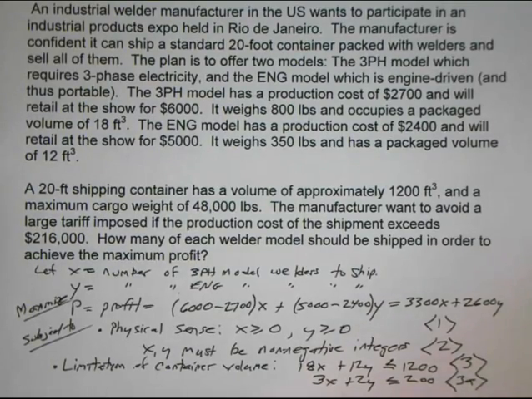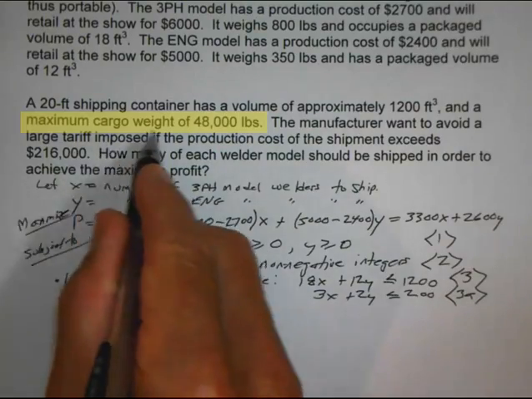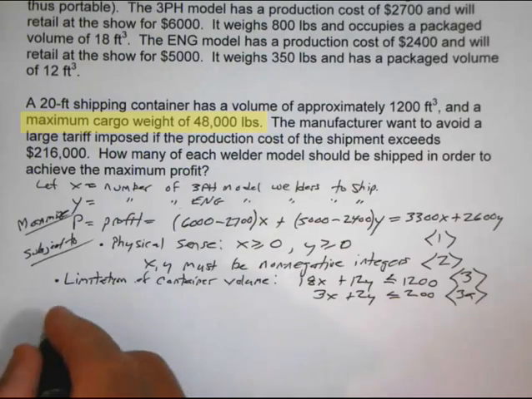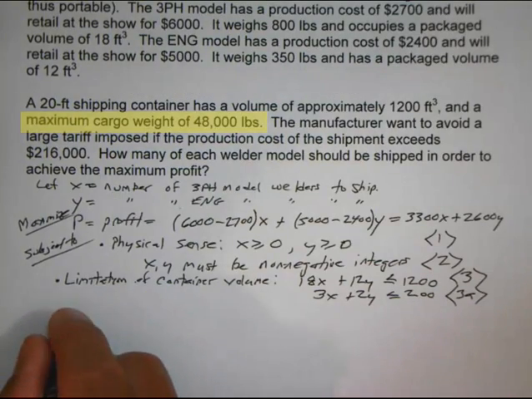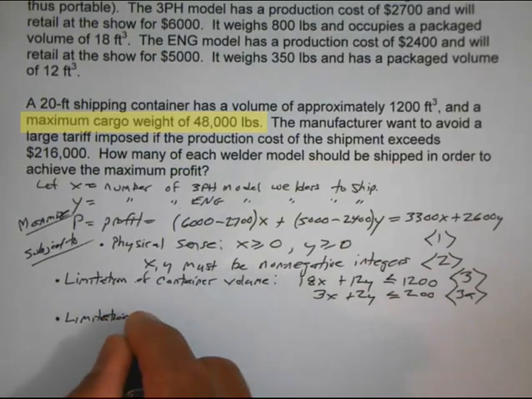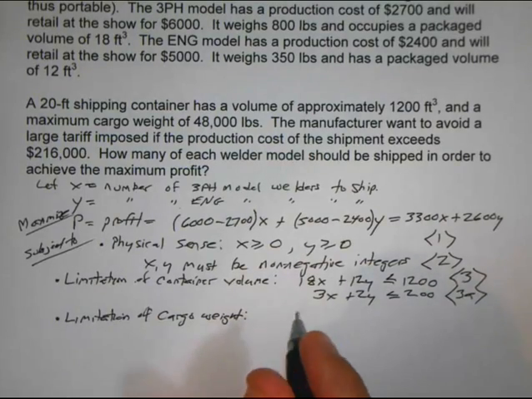Alright, let's see, what else have we got? Okay, this container, besides having a limited volume, it also has a limited cargo weight here. It says that the container has a maximum cargo weight of 48,000 pounds. Okay, so we've got here a limitation of cargo weight.